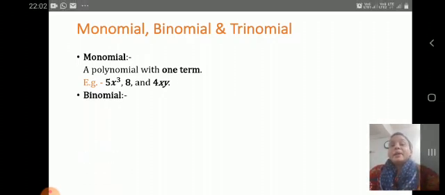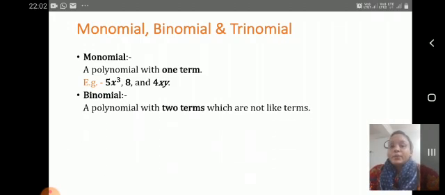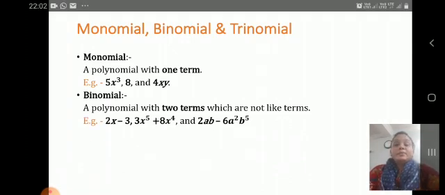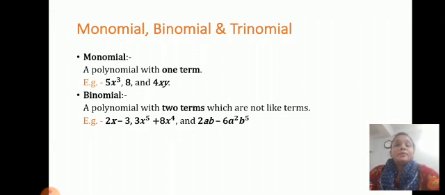The second is binomial. A polynomial with 2 terms which are not like terms. Just for example, 2x minus 3 is an example of a binomial.